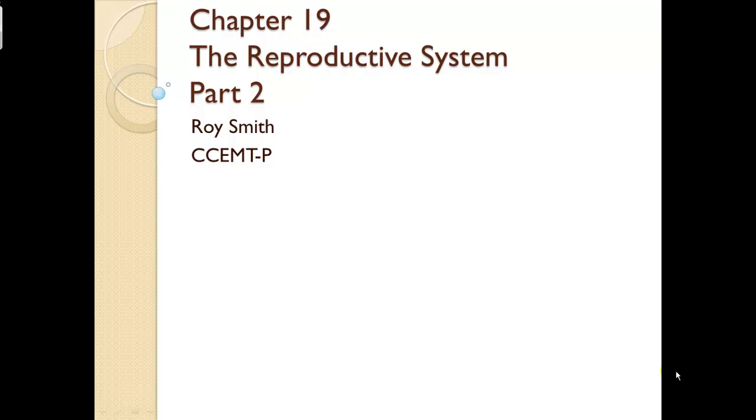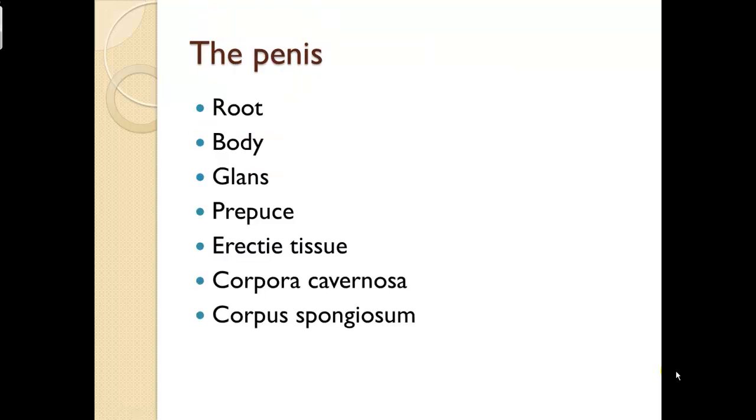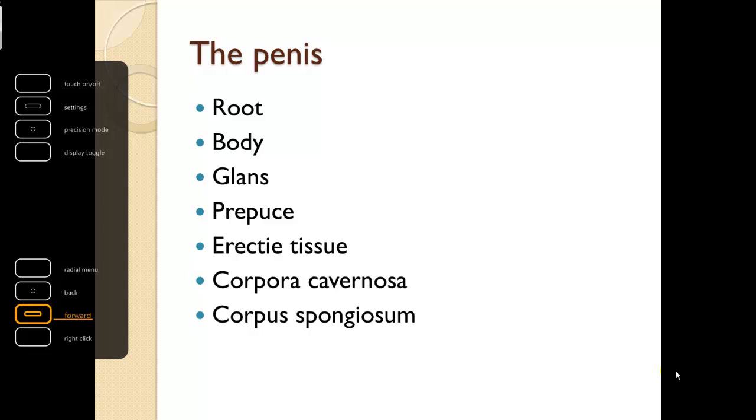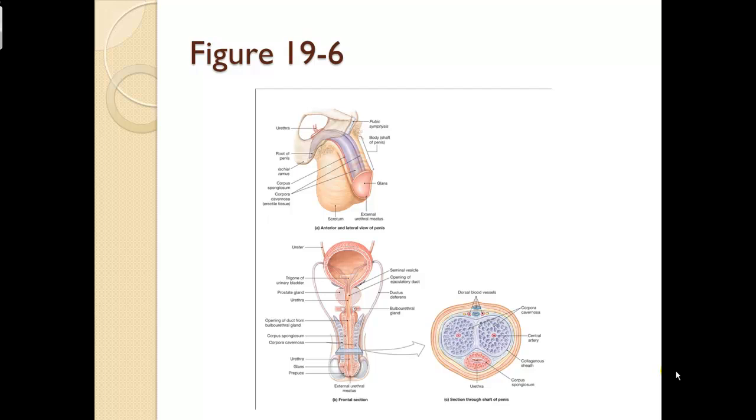Alright, this is going to be Chapter 19, the Reproductive System, Part 2. And in this one we're going to talk about the gross anatomy of the penis. Body of the penis, going to be in this location here. Symphysis pubis bone, urethra, essentially at the base. The root of the penis.